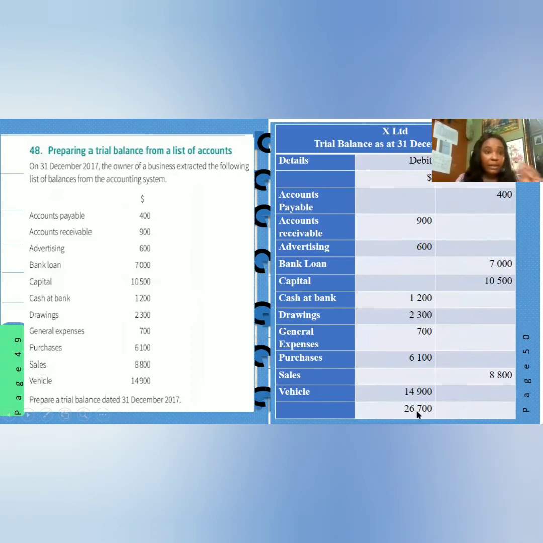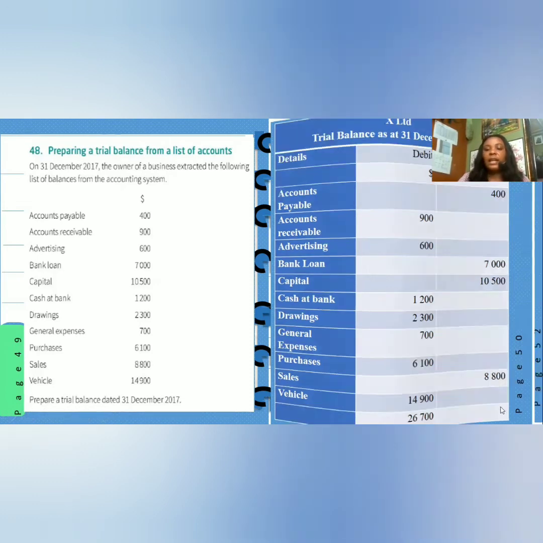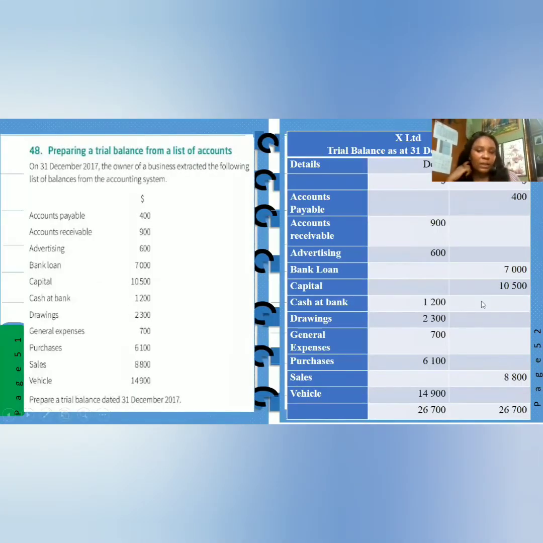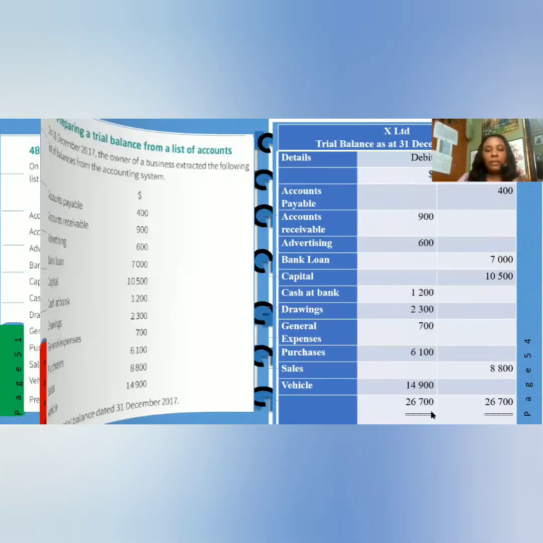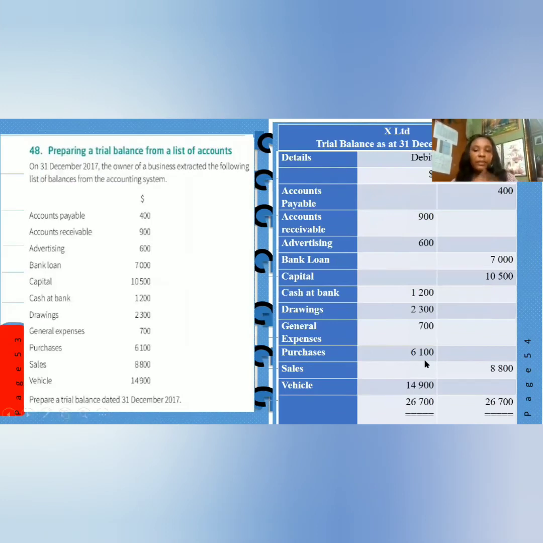Check for yourself. You can pause and check. The next side now, you have 400 plus 7,000 plus 10,005 plus 8,008. And so both sides of the account are now $26,700. And when you finish now, you will draw your double line to show that you're finished creating your trial balance. So this is one way of doing the trial balance, where you have a list of balances.